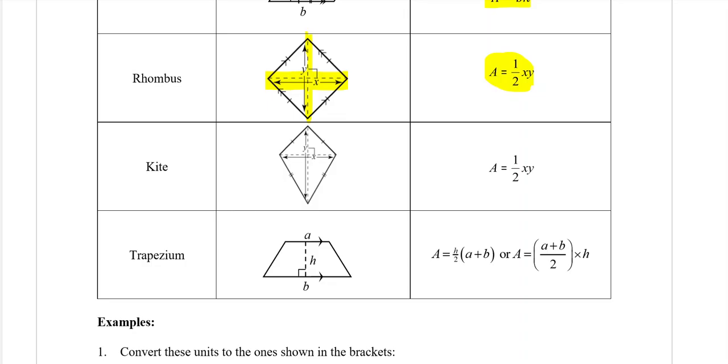A kite has the exact same formula, A equals half XY, and again they are the joining of the opposite corners, making those the diagonals of that shape. A trapezium, which is a shape that has one pair of parallel sides, the formula is H over 2 bracket A plus B. The H is the height between the two parallel sides. The A and the B are the length of the two parallel sides.